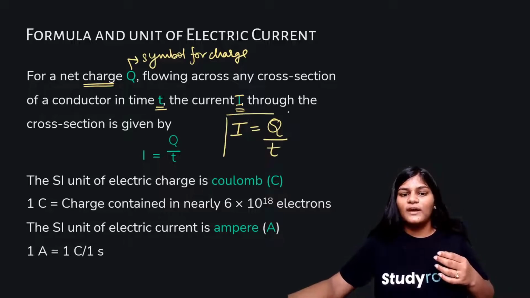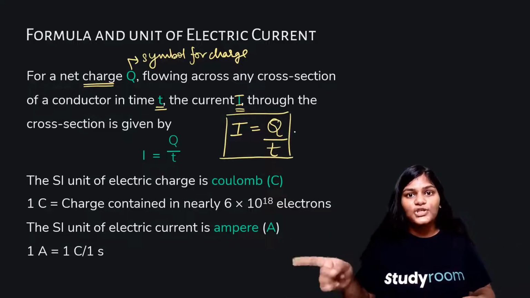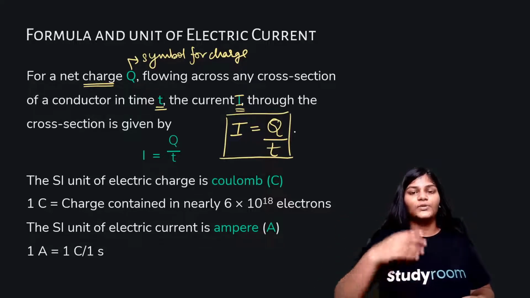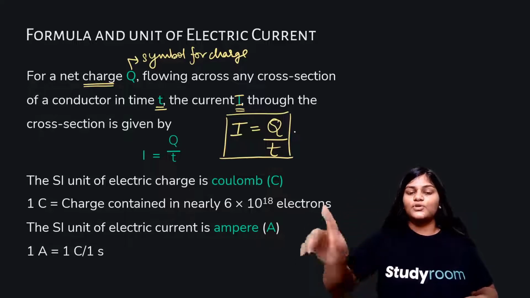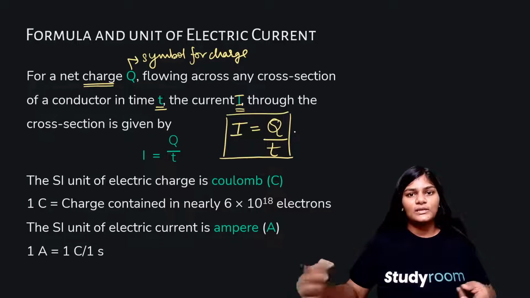So here we have the formula of current. If you do not remember the formula per se, you can go back to the definition of current and then derive the formula from there. You can say, okay, it's charge flowing through an area per unit time. So charge and time. We don't need the area here. So charge per unit time is current.